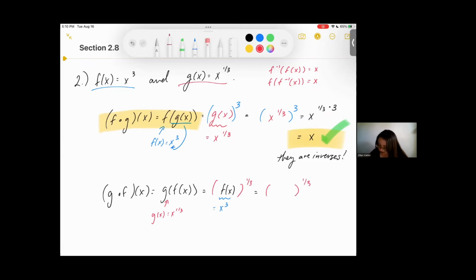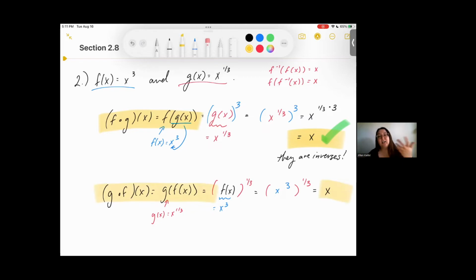So we end up getting that x to the power of 3, also to the power of 1/3. Same exact problem here. We would get that x is equal to the power of 1, since 3 times 1/3 is 1, and the 1 doesn't matter. So once again, we see, yes, they're inverses. We checked both ways, and yes, we are sure. So these two functions, f of x and g of x, are inverses.